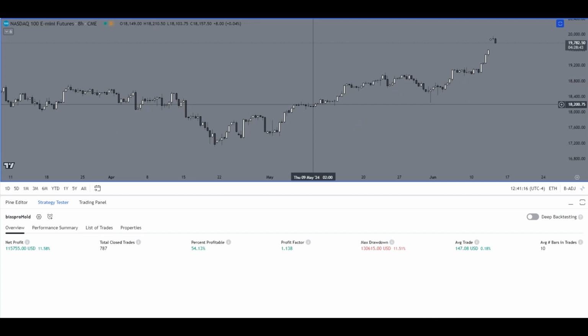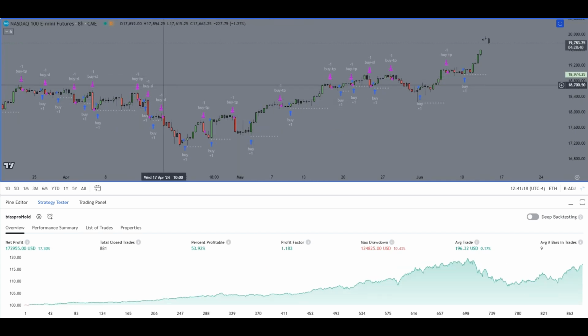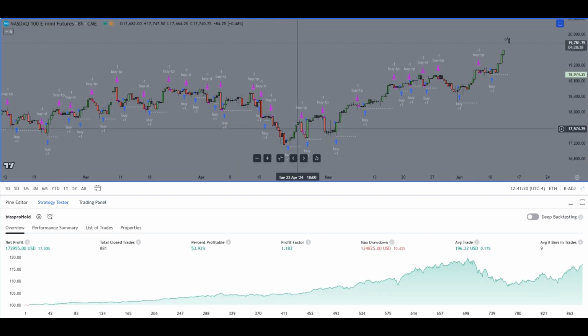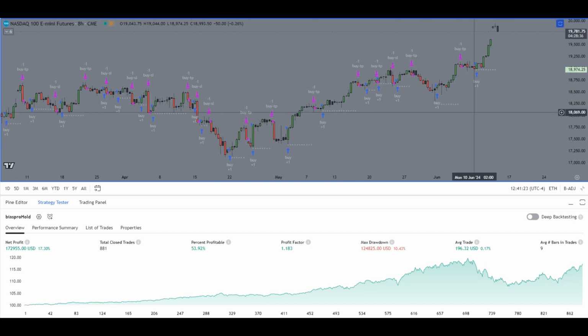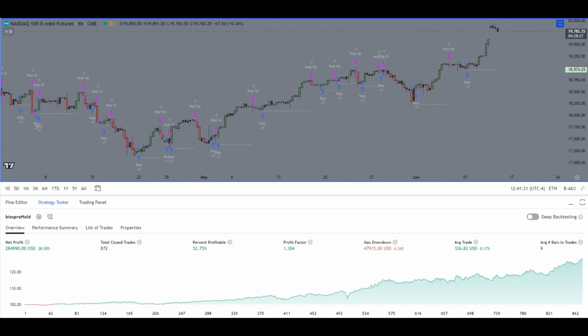8 hours is nice if you have to work. You can use this time frame. One of these trades a week and you are done. 6 hours, also great performance.